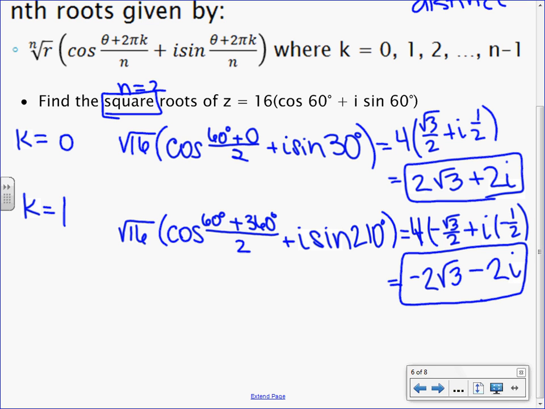I don't know if that'll happen every time. I don't think it will happen every time. Because if we did like the third root, between 0 and 1, we're rotating 360 degrees, which happens since we had two of them.